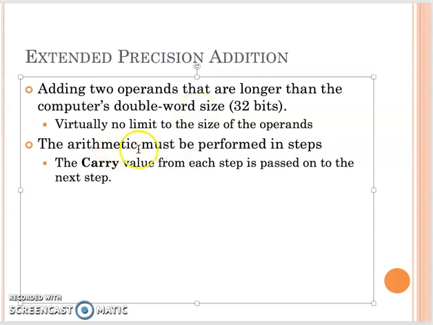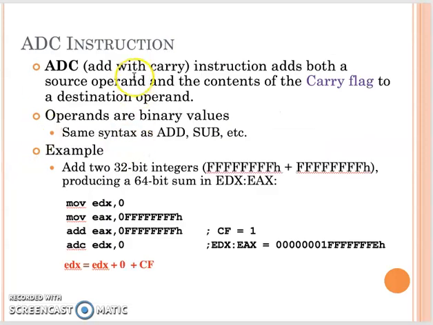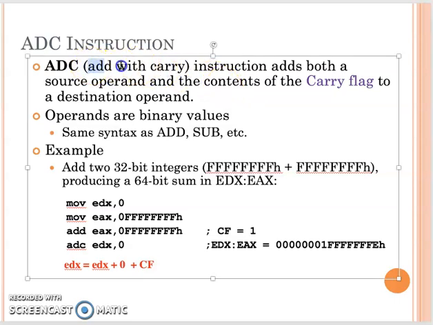So this arithmetic will be performed in steps, one by one. The carry flag value will pass into the next operand instruction. So the ADC instruction adds the value with the carry flag. It adds both the source operand and the content of the carry flag to the destination operand.